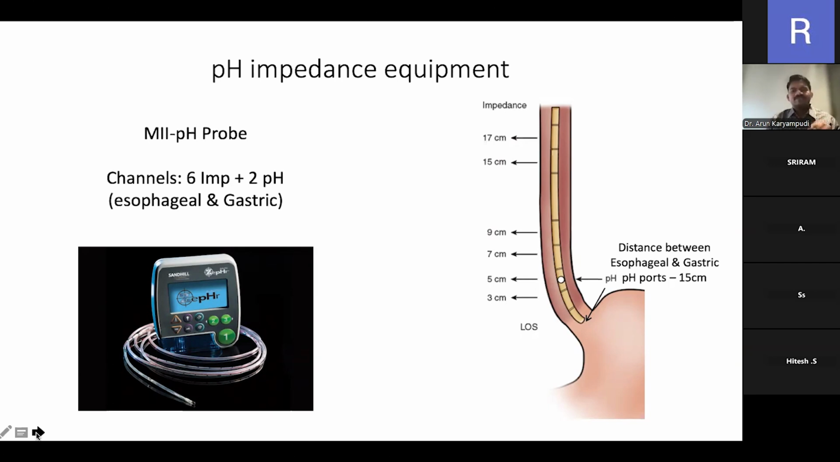So the esophageal pH sensor should be placed exactly 5 centimeters above the lower esophageal sphincter, or the GE junction. So that is very important. The position of the gastric pH sensor is not that important, but the position of the esophageal pH sensor is important. It has to be strictly placed 5 centimeters above the GE junction to measure the reflux going on.